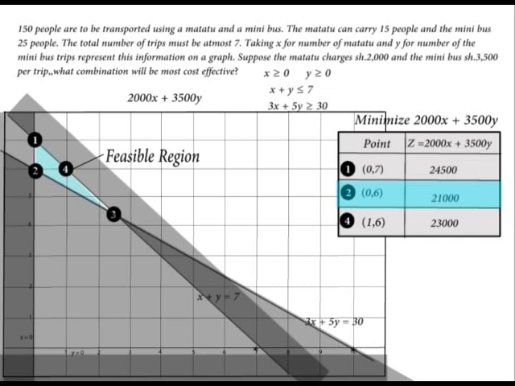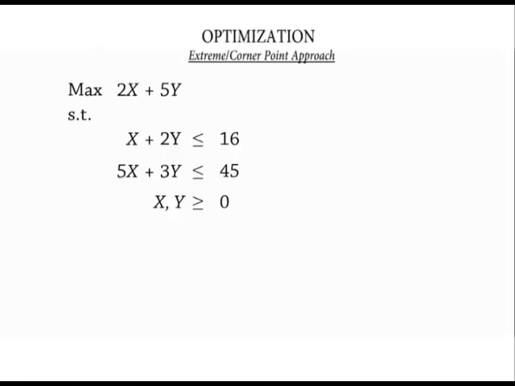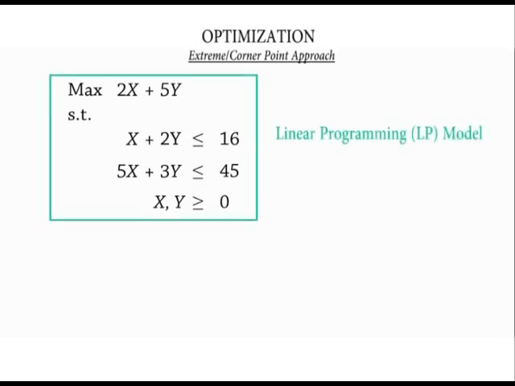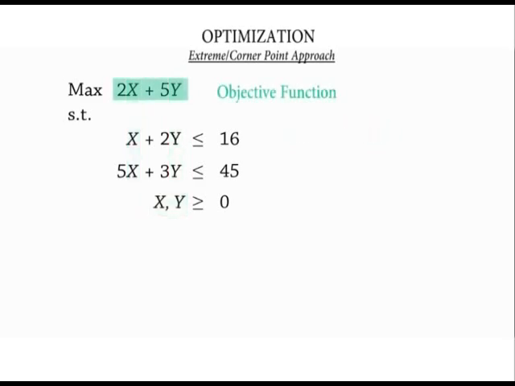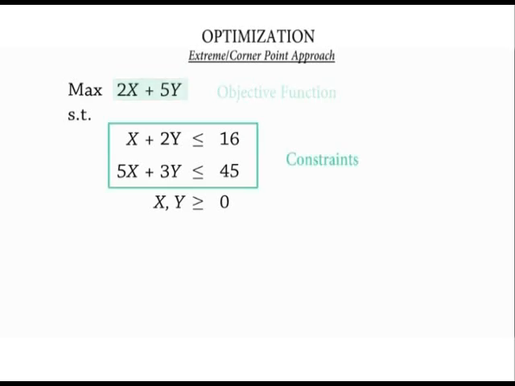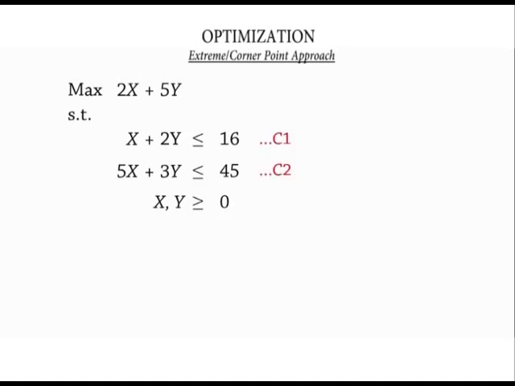Let's take one more example. We want to maximize the expression 2x plus 5y using the extreme or corner points approach. What we have here is a linear programming model. We have the x and y, which we call the decision variables, and they tell us what quantities to buy, sell, transport, and so on. The 2x plus 5y is the objective function, which we want to maximize. These two are the constraints or restrictions on how to attain the objective. We can label them C1 and C2.